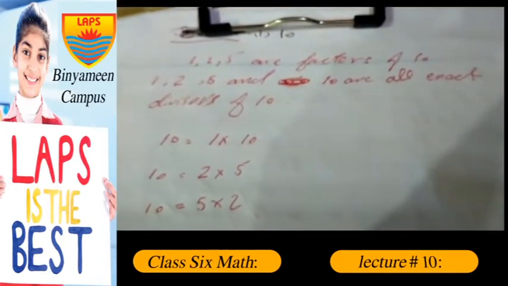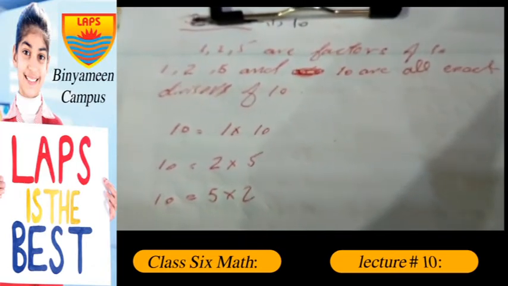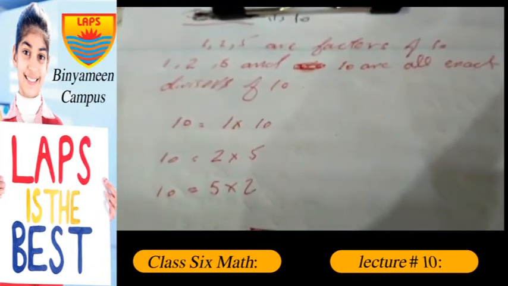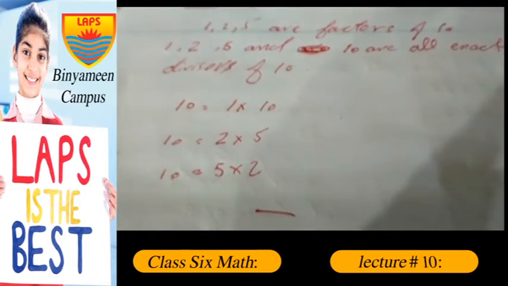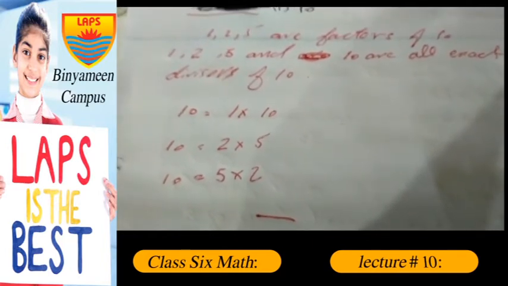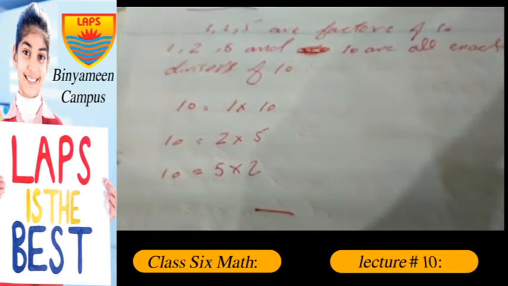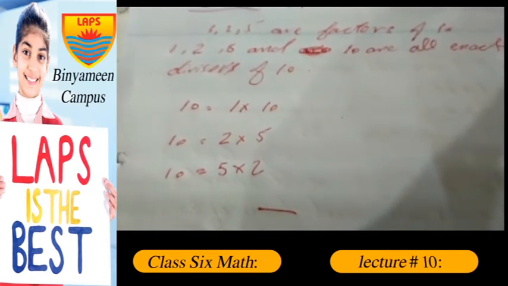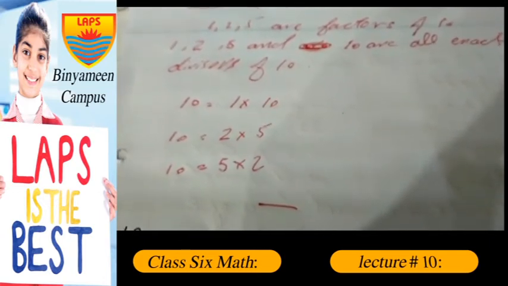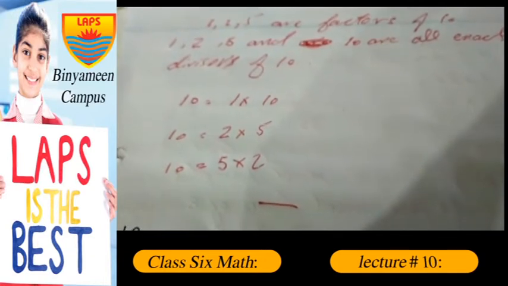Consider 10. 1, 2, 5 and 10 are all exact divisors of 10. 10 is a product of 1 and 10. 10 is a product of 2 and 5. 10 is a product of 5 and 2.